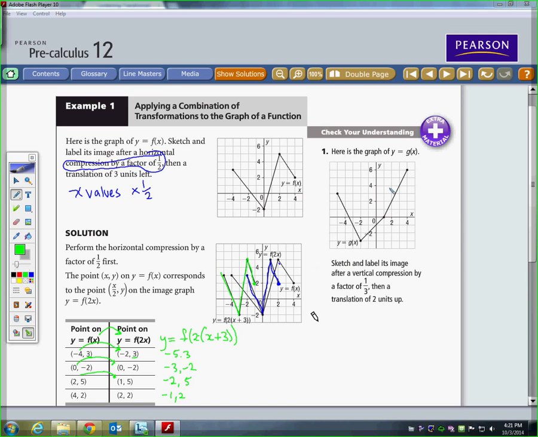Okay, I'd like you to give it a try. Try to check your understanding. I'll just pause for a few seconds, and then I will show the solutions.